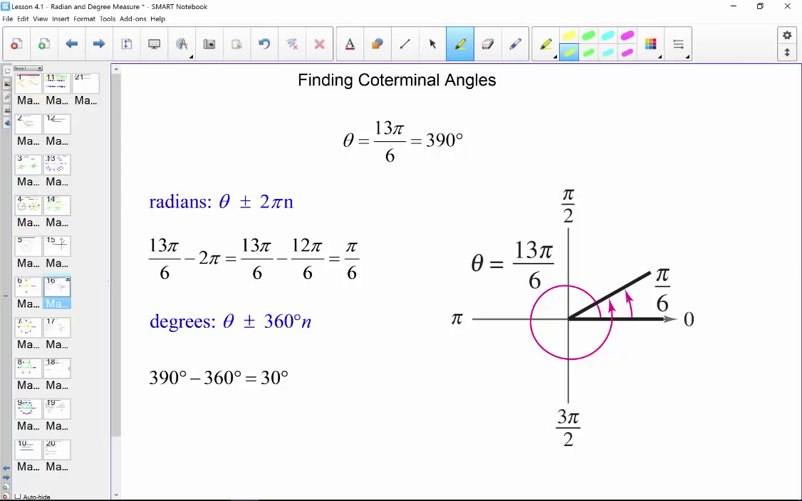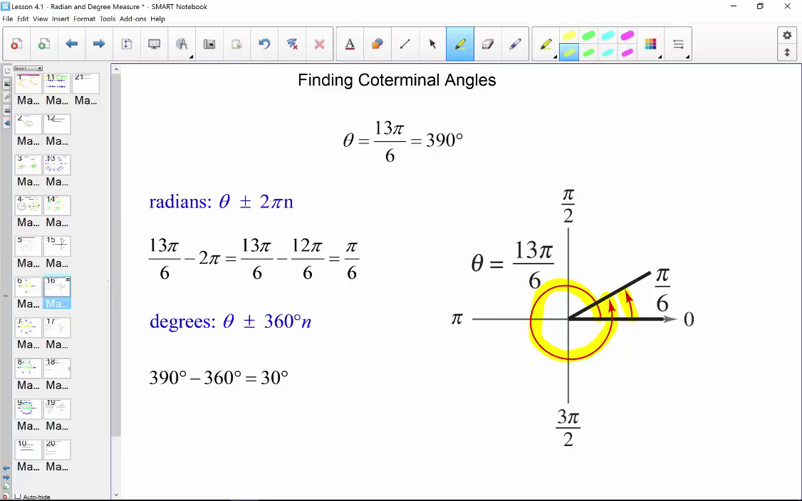Pi over 6 ends here, and 13 pi over 6 makes a full revolution around, plus a little bit more, and ends at pi over 6. Mathematically, we can figure this out by subtracting 2 pi from 13 pi over 6. Because 13 pi over 6 is greater than 1 revolution, we're going to subtract 1 revolution.